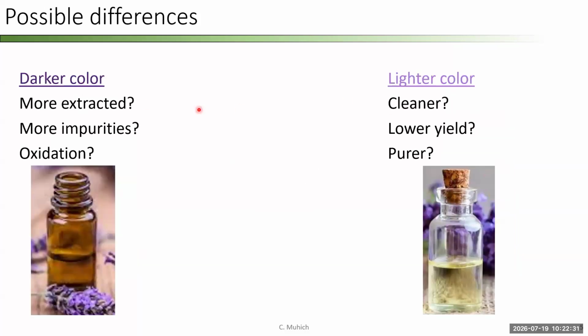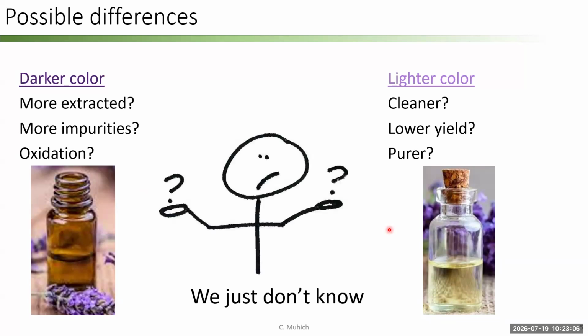If we think about something about the oil itself that we've extracted, you could say maybe this one has a darker color and this one has a lighter color. Does that mean that we ended up extracting more because it's got a darker color? Or is it possible that it's darker because there's impurities or oxidation? The lighter color, is it cleaner? Or maybe it's lower yield? Maybe it's pure. Maybe it has less depth, right? Maybe we're only pulling one thing out and we really want the whole range of different derivatives of the lavender, right? The issue is we just don't know by purely looking at it.